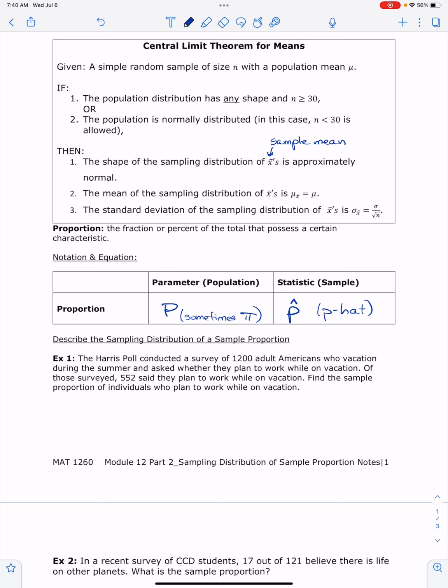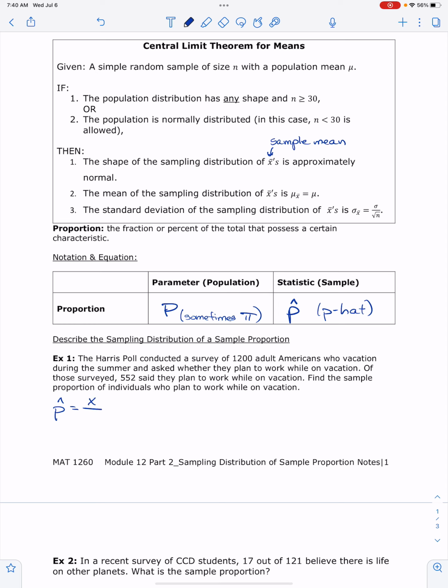So Harris Poll conducted a survey of 1,200 American adults who vacationed during the summer and asked if they planned to work while they were on vacation. Of those surveyed, 552 said they planned to work while on vacation, which is a sad state, but that is another time. So 552, let's go back.